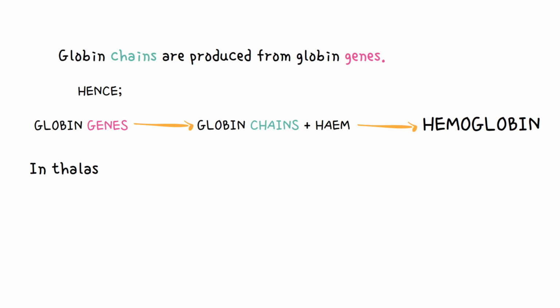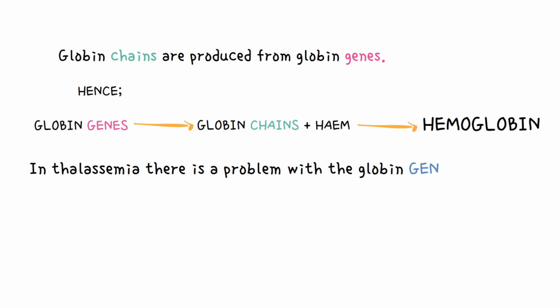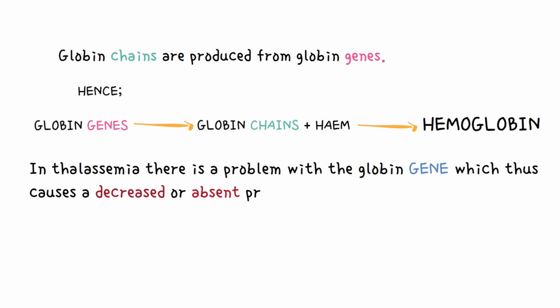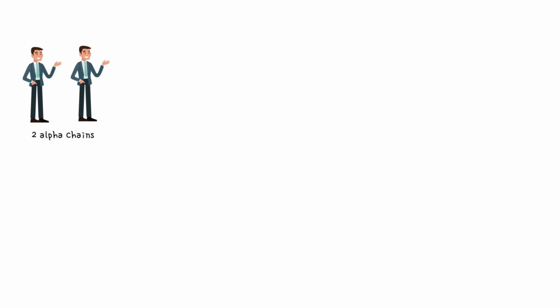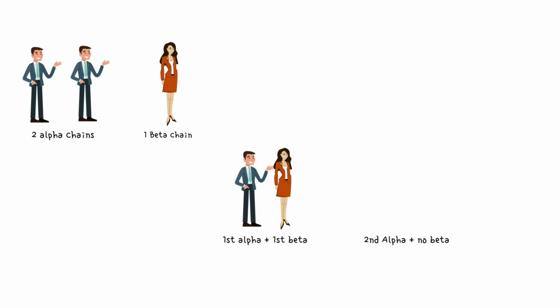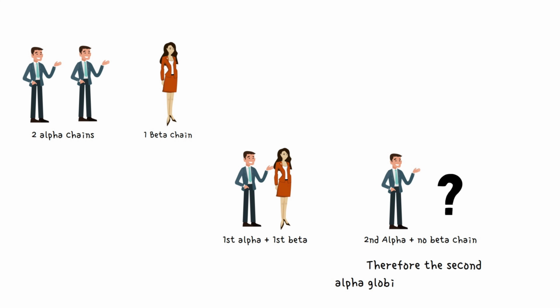In thalassemia, there is a problem with the globin gene which causes a decrease or absent production of one of the globin chains, either the alpha globin chains or the beta globin chains. For example, if 2 alpha globin chains are produced and only 1 beta globin chain is produced, the first alpha globin chain pairs with the only beta globin chain, and the second alpha globin chain has no beta globin chain to pair with. Therefore, the second alpha globin chain is left unpaired.